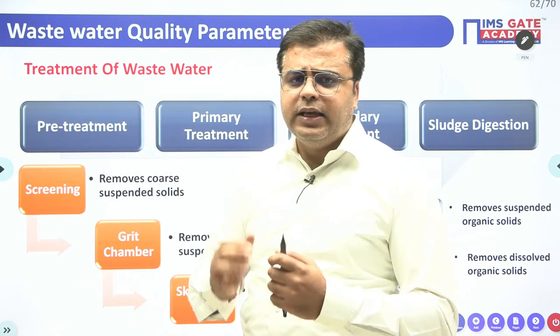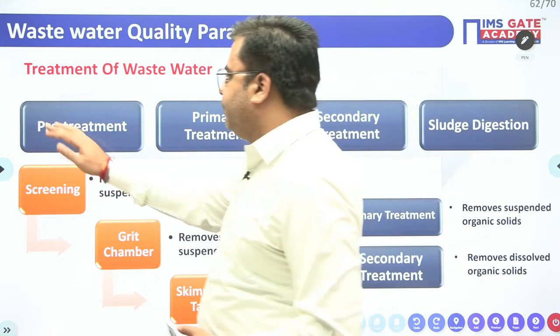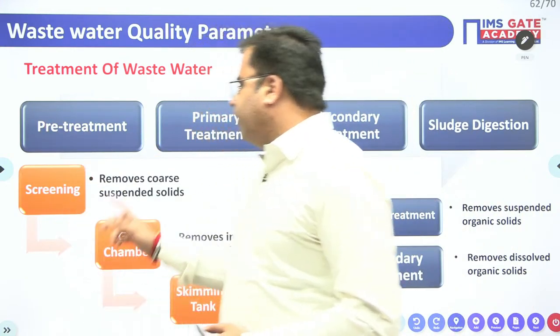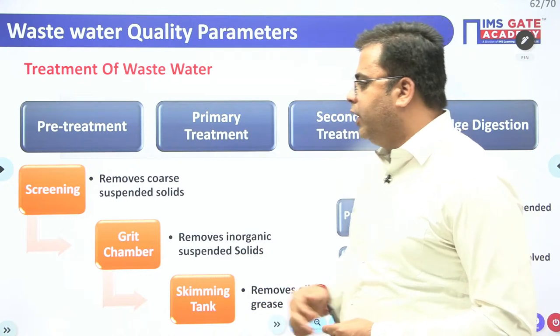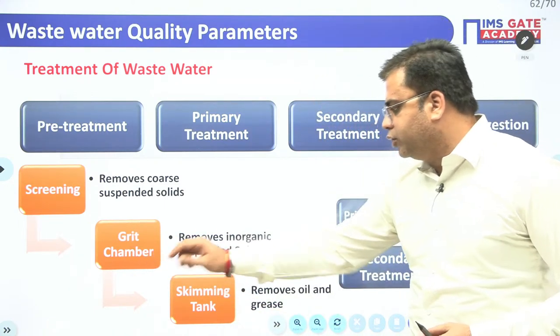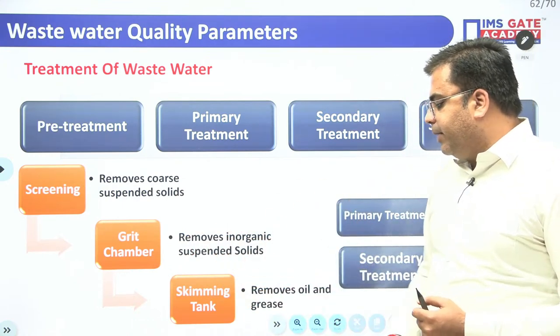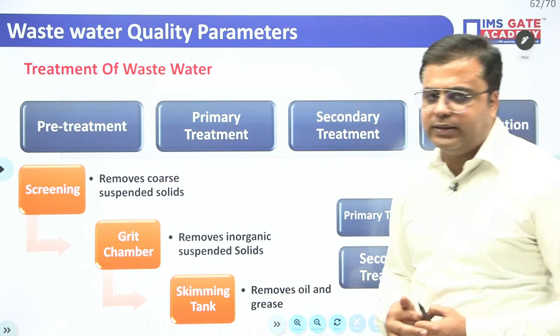We can just dispose of this sludge in the various sites available, right? Pre-treatment consists of screenings where coarse suspended solids are removed. Then we have a grit chamber, and this grit chamber is used to remove the inorganic suspended particles. Next, we have the skimming tank, which removes oil and grease present in water, right?